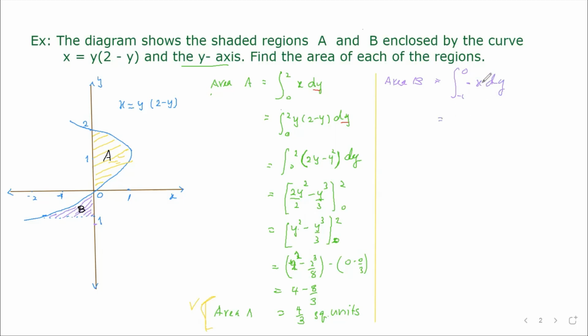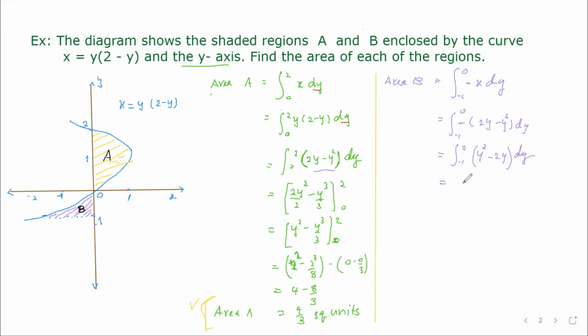Okay, so now replace x. We know here x is what? Just like minus here, 2y minus y square dy, -1 to 0. So simplify the sign, become integrate -1 to 0, this one is gonna be plus y square, and then -2y, again like bracket down, dy.